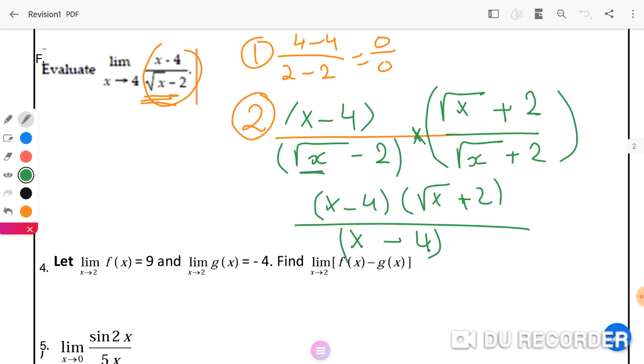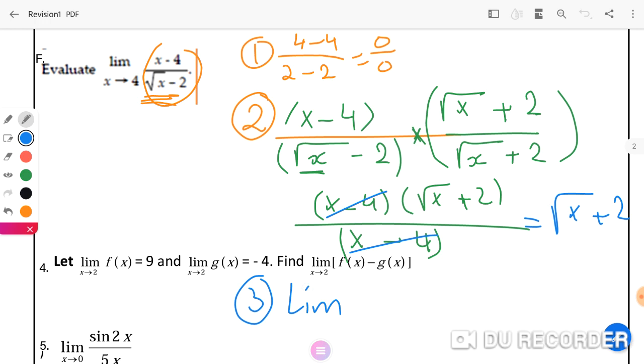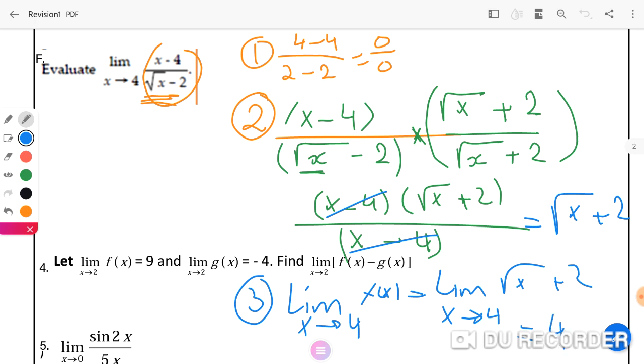In this case, the two brackets cancel. So what is the redefined function? Plus 2. Third step, the limit of the redefined function, the given function f of x, when x approaches 4. The square root is redefined. When x approaches 4, it will be 2 plus square root of 4, 2 plus 2, it will be 4. I think it's so trivial. Okay?